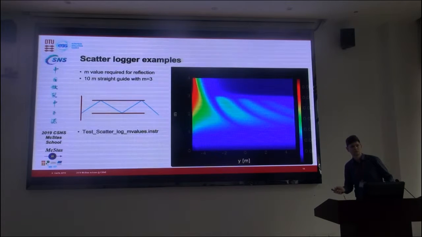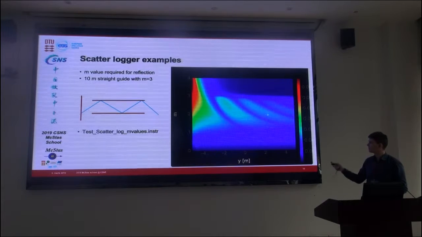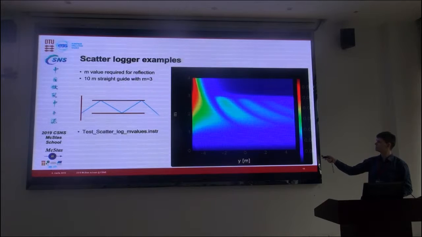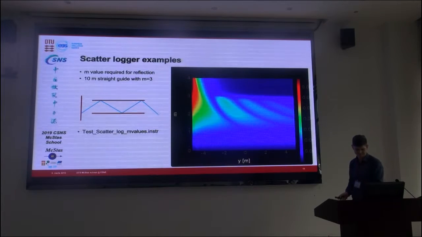And we can also see where we could perhaps save some money in M value. If you wanted a very narrow wavelength span, apparently you could just save an M value in these small areas, which is very surprising.